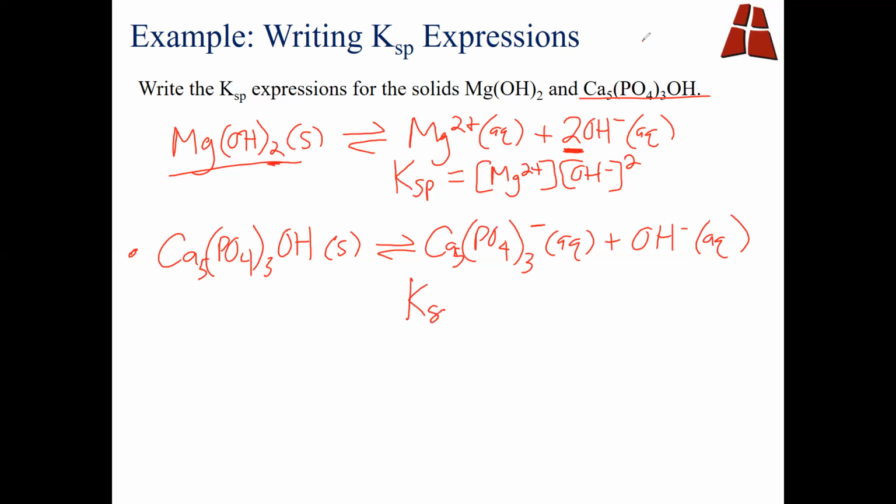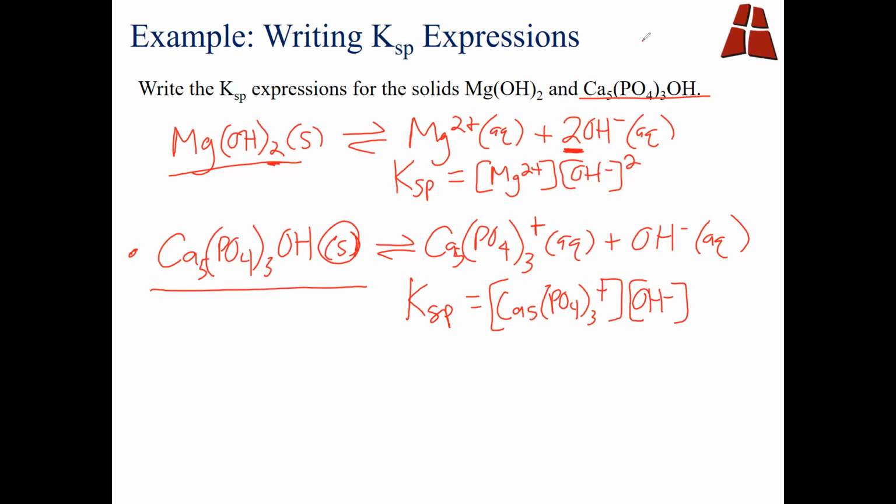For our second Ksp expression, it would be equal to, again, products over reactants, so [CaHPO4]... [Ca5(PO4)3]... PO4 3- times, oh, I'm sorry, that wouldn't be minus, that would be plus. I apologize if that confused you. OH minus would be our other half, and then our reactant is a solid, right? So we don't need to include that. Okay, those are our equilibrium expressions for these two reactions.